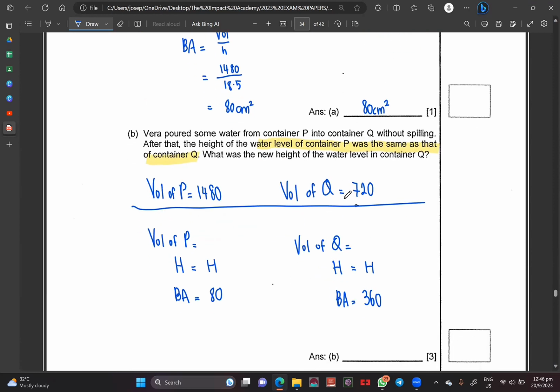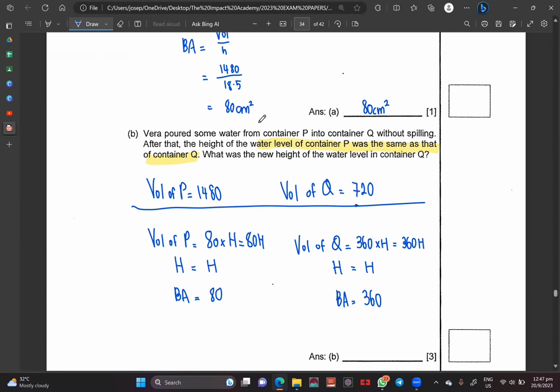Now, there's one thing you know, and that is to find the volume, I will just have to put 80H over here because the volume is basically the base area times H. H, we don't know. So maybe let me just be more specific. I'm just going to write 80 times H, which is equal to 80H. And for the volume of Q, it will then be 360 times H, and that gives me 360H. Now, we know that the height of the water level is the same.